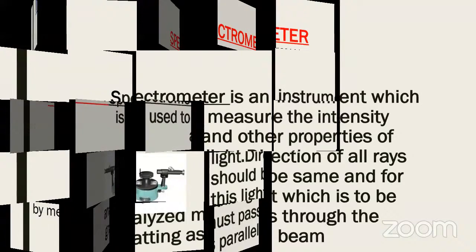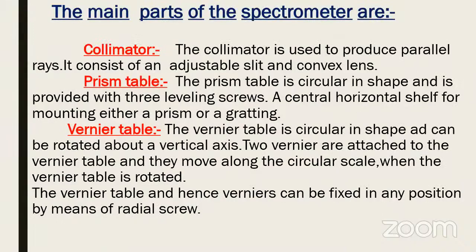The main parts of the spectrometer are used to perform the experiment and make observations. First, the collimator. The collimator is used to produce parallel rays. It consists of an adjustable slit and a convex lens. Second, the prism table. The prism table is circular in shape and is provided with three leveling screws and a central horizontal shelf for mounting either a prism or a grating.